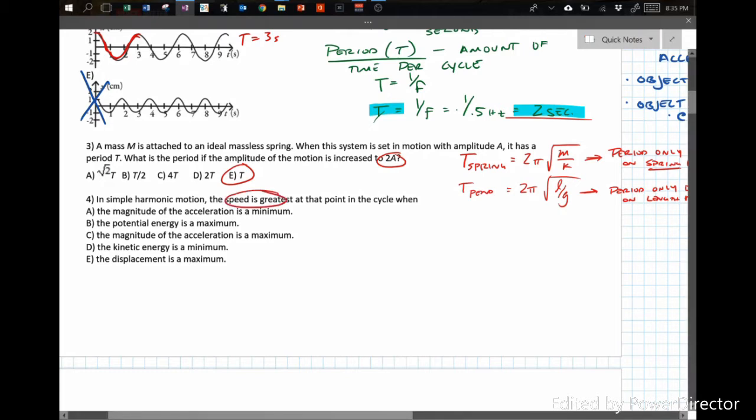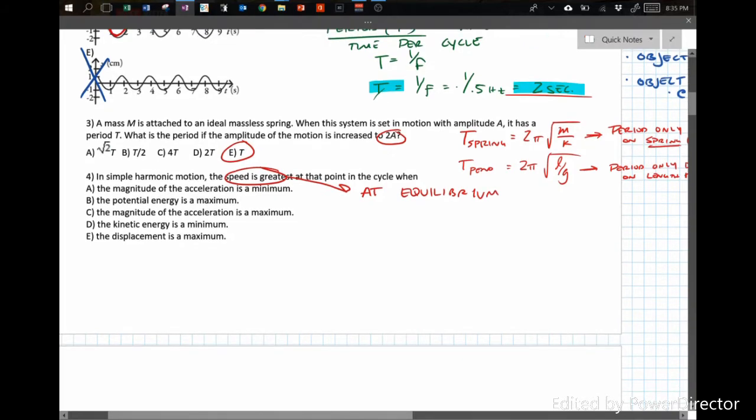Okay, one thing we need to see, speed is the greatest at equilibrium. Some other things are true at equilibrium. One of them, the biggest one, is that my position is 0 because we always measure that position from equilibrium. That means the force is equal to 0. The restoring force is equal to 0. That means the potential energy is equal to 0. Those things happen at equilibrium.